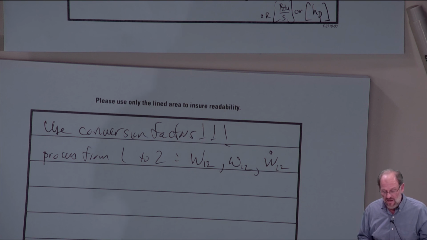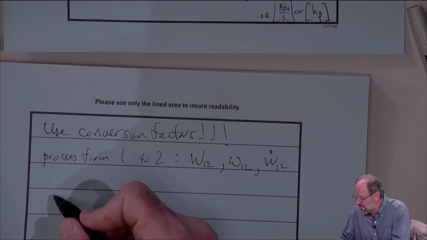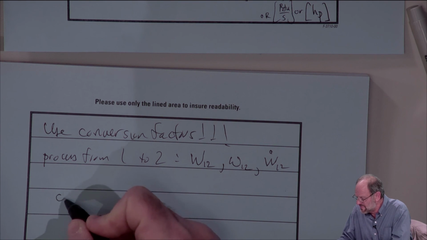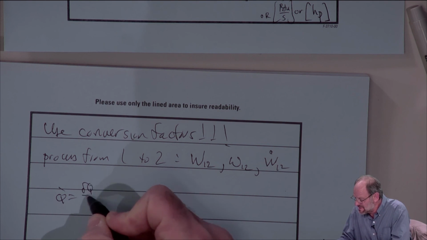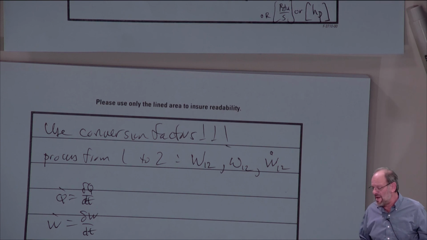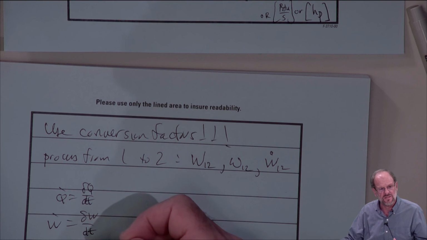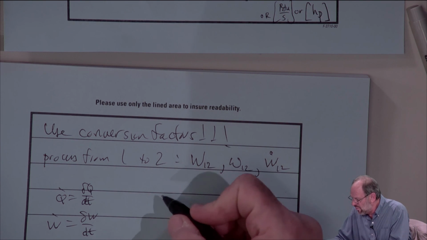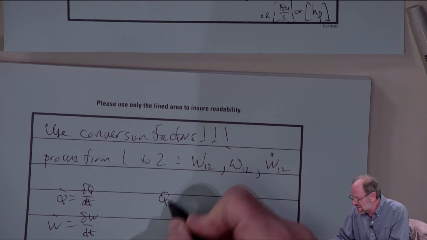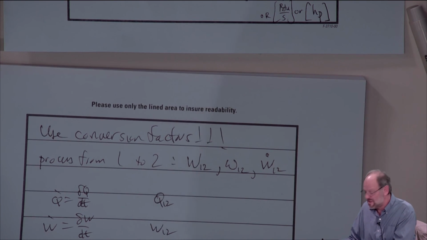Okay. Now, another thing that I want to point out, you may have noticed previously that when I wrote the time derivatives, for instance, I wrote q dot is delta q dt. I wrote w dot is delta w dt. Why did I write them that way? Why did I use the deltas instead of the d's? Okay, and for that matter, why did I write it q with the subscript 1, 2, or w with the subscript 1, 2?